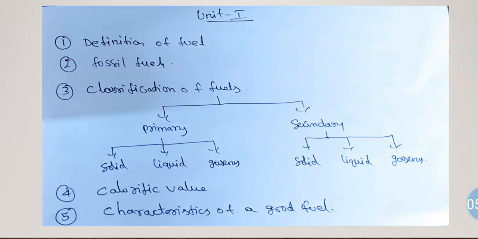After this classification, we shall see about calorific value. Calorific value is nothing but the amount of heat liberated when a unit mass of a fuel is burnt completely. This may be denoted by calories or kilocalories. Once again, calorific value is nothing but the amount of heat liberated when a unit mass of fuel is burnt completely. It is expressed in calories or kilocalories.